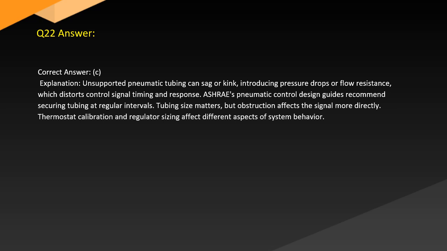Answer. Correct answer, C. Explanation. Unsupported pneumatic tubing can sag or kink, introducing pressure drops or flow resistance, which distorts control signal timing and response. ASHRAE's pneumatic control design guides recommend securing tubing at regular intervals. Tubing size matters, but obstruction affects the signal more directly. Thermostat calibration and regulator sizing affect different aspects of system behavior.